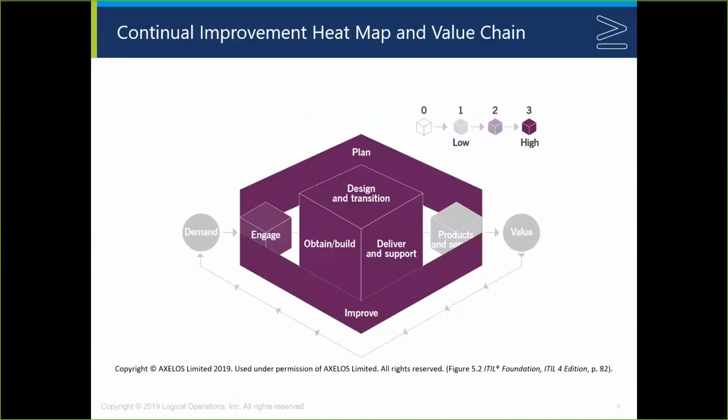The heat map stuff specifically is not examinable, but it's a great way for you to talk about it with your students. So how do the various activities engage with improvement? Well, we need to improve everything. We need to improve how we plan, we need to improve how we improve, we need to improve how we design and transition things, and so forth. So you can think of improvement really as an umbrella that sits over all of this stuff. All of our practices, all of our services, all of our parts of the SVS are subject to improvement activities.